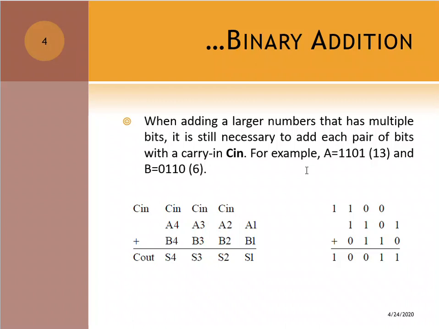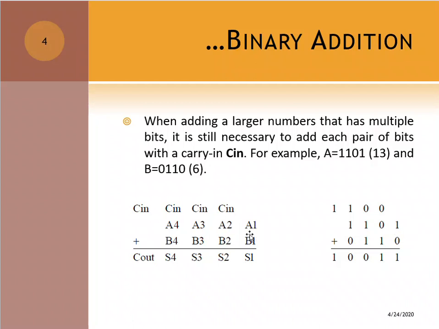For example, we want to add A with the value of 13. 13 is expressed in binary as 1101. Recall the conversion that we have learned in chapter 1: 13 in decimal equals 1101 in binary. Now we want to add 13 with 6. 6 in decimal equals 0110 in binary. So you arrange 1101 plus 0110, and then you add bit by bit.